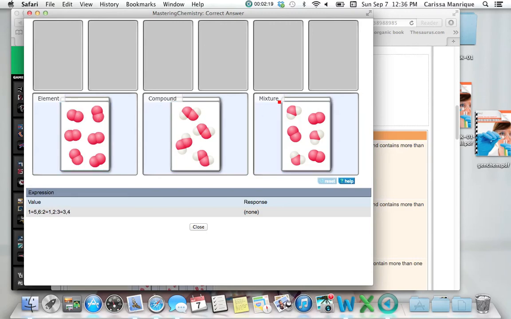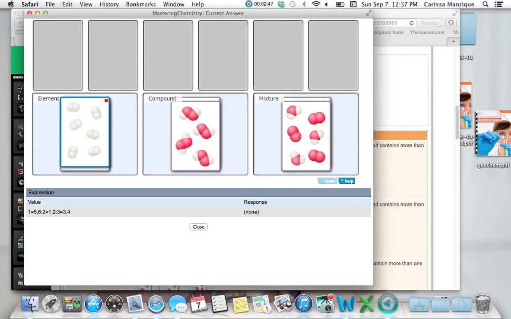But the mixture here has a combination of them. Some of them have two whites and two reds, and some of them are just two reds, and then two whites, two reds. So you see all the items, if you want to call them that, are different. There's a mixture of items. Versus here, compounds and elements will have the same exact items throughout, okay? But elements will have the same color, but the compounds will not.